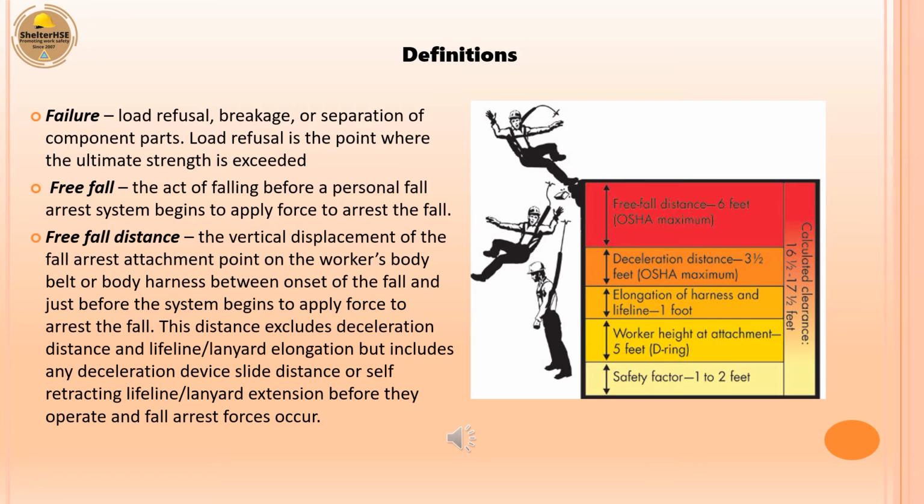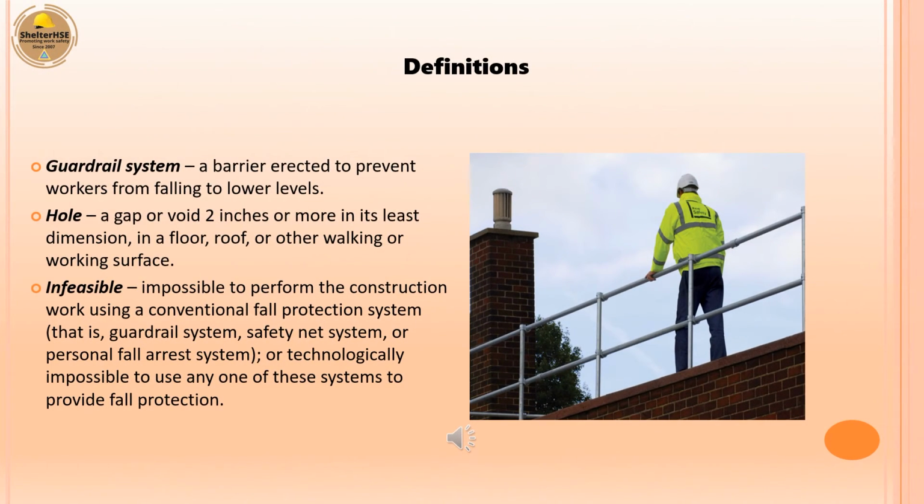Guardrail system: a barrier erected to prevent workers from falling to lower levels. Hole: a gap or void 2 inches or more in its least dimension, in a floor, roof, or other walking or working surface. Infeasible: impossible to perform the construction work using a conventional fall protection system, that is, guardrail system, safety net system, or personal fall arrest system, or technologically impossible to use any one of these systems to provide fall protection.